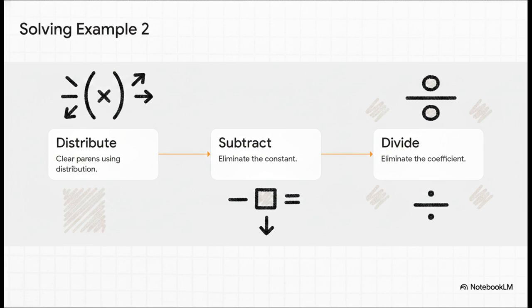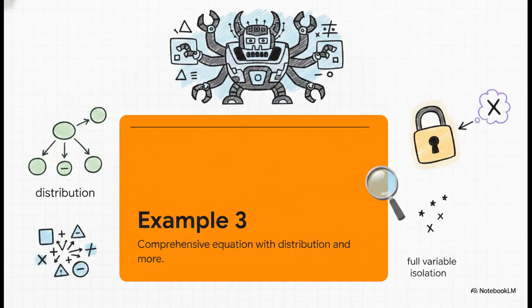Once those parentheses are gone, guess what? The equation looks exactly like a basic 2-step problem. From there, you just strip away the constant by subtracting it from both sides and then eliminate the coefficient by dividing. Easy as that. All right, it's time for the boss battle.